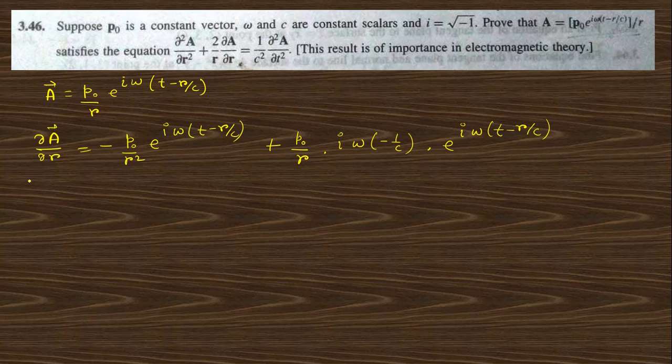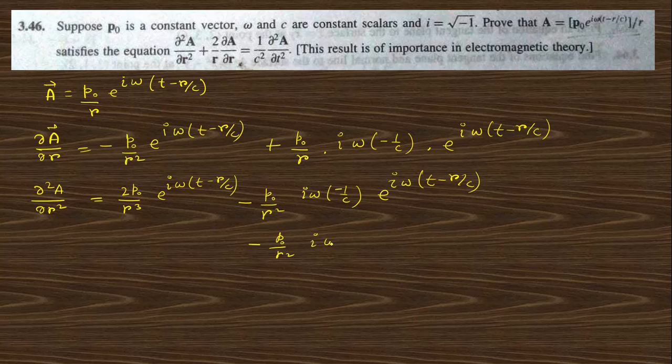And if we differentiate this again, ∂²A by ∂r² is nothing but plus 2 p0 by r cube e to the power i omega (t minus r by c), minus p0 by r square times (i omega minus 1 by c) e to the power i omega (t minus r by c). And the derivative of this is minus p0 by r square (i omega minus 1 by c) e to the power i omega (t minus r by c), and again we get p0 by r times (i omega minus 1 by c) whole square e to the power i omega (t minus r by c).